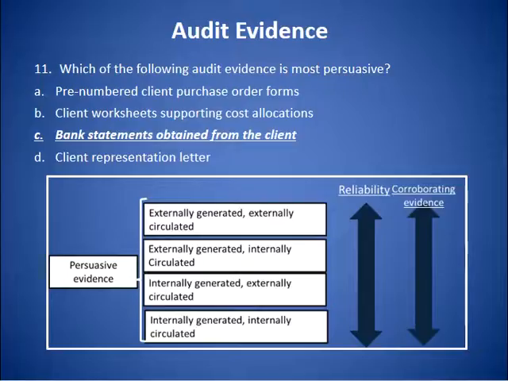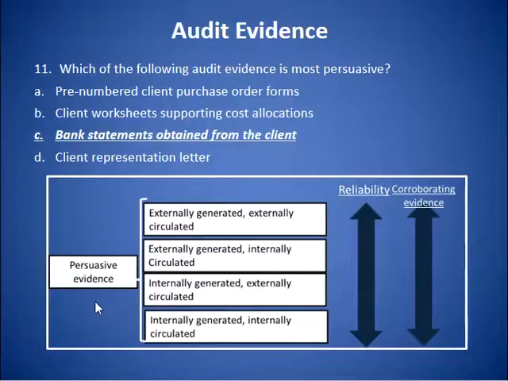Okay, the answer to question 11, which of the following audit evidence is the most persuasive? We're given 4 choices, and the answer in this case is C, bank statements obtained from the client. Now remember, when we're talking about evidence, we have 2 major types of evidence. One is called conclusive evidence, and the second one is called persuasive. Conclusive means it is a piece of evidence that is irrefutable and it stands totally on its own.